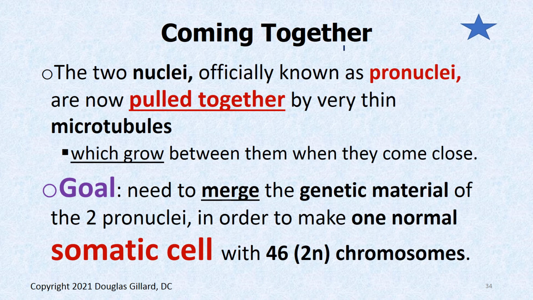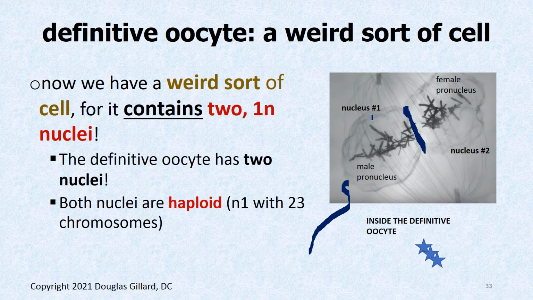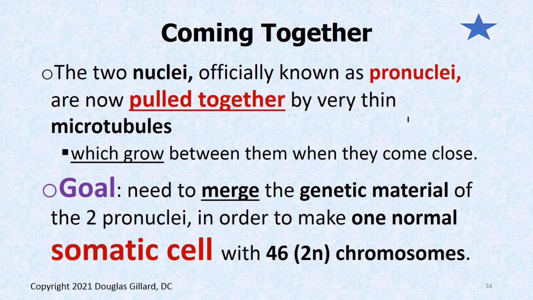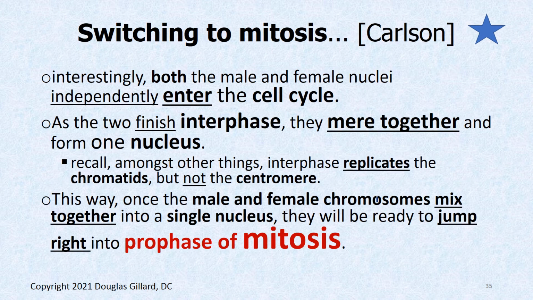That's where we're going. So coming together, everything I just said: 2 nuclei are pulled together. By the way, when the nucleus has gone through meiosis 2, it's called a pronucleus. So the 2 pronuclei are pulled together by microtubules. Let's go back to that picture. You can't really see the microtubules between the 2 nuclei, but they're there. They've pulled them together. And the goal is to merge the genetic material, right? Each one of those nuclei has 23 chromosomes, and we want to make them 46 chromosomes. So we need to move those together.